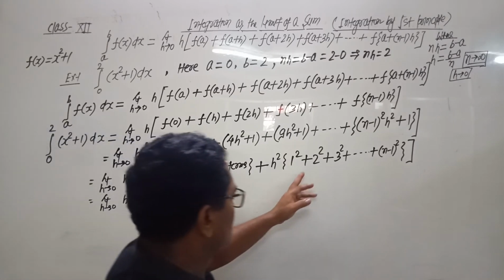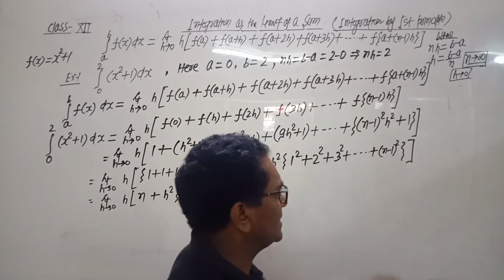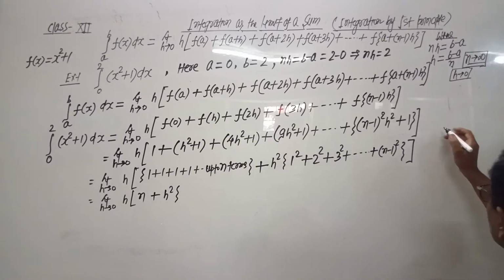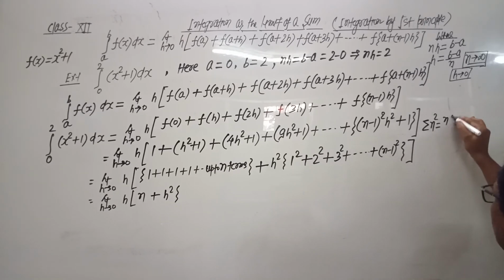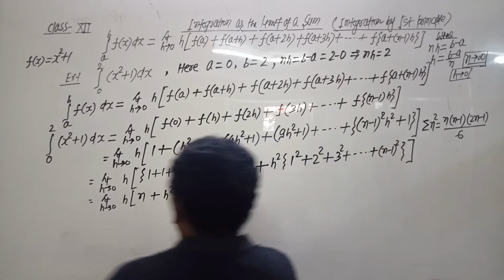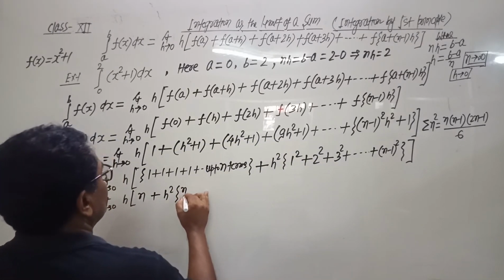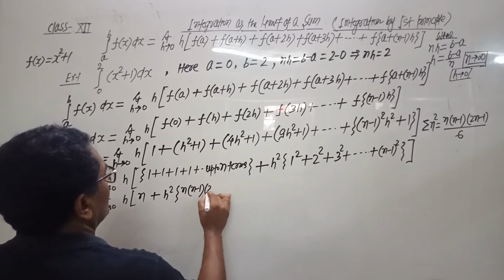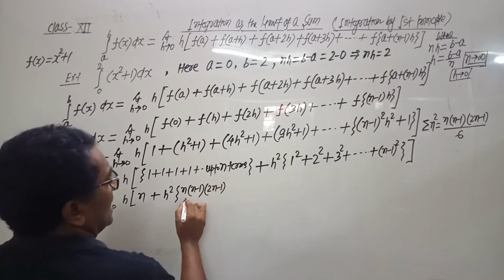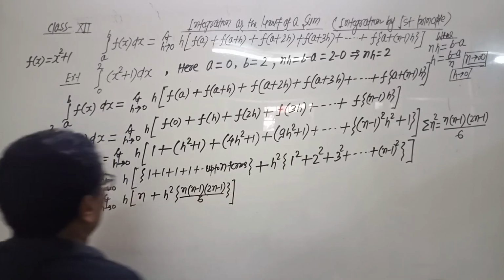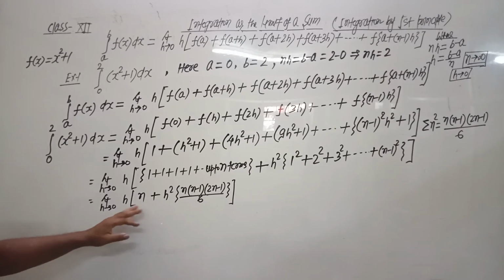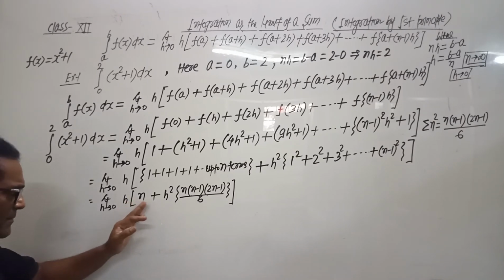Here we use the formula for the sum of squares of n minus 1 terms. Sum of squares of n minus 1 terms means sigma n square, and the formula was n into n minus 1 into 2n minus 1 upon 6. So this formula will be used. So h square and n minus 1, then 2n minus 1, and upon 6. Then remove the bracket; h would be multiplied inside.